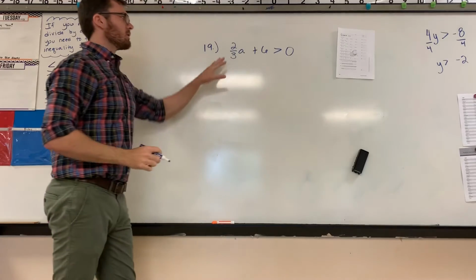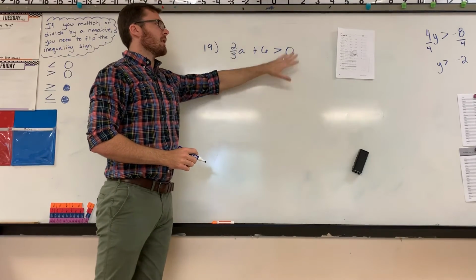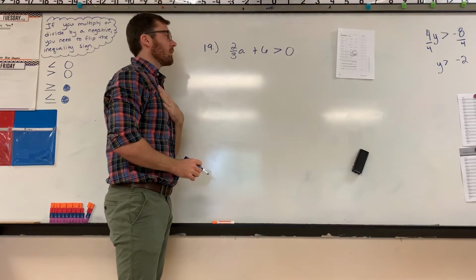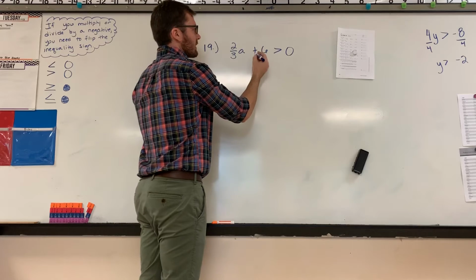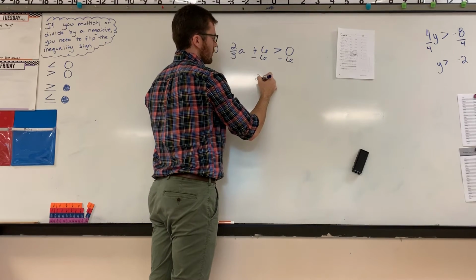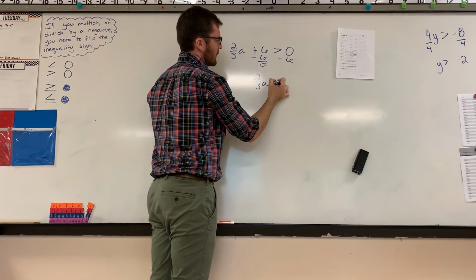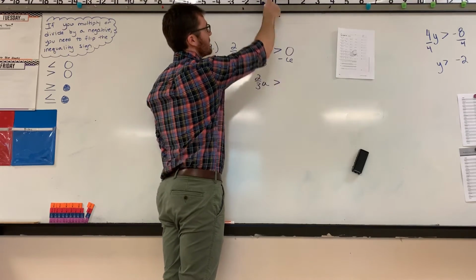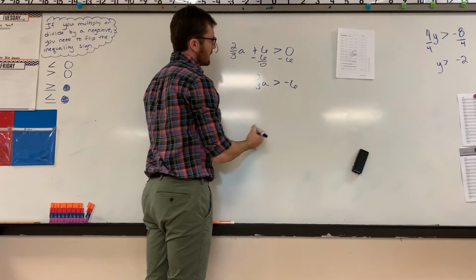So I'm going to read that again. 2/3 times a plus 6 is greater than 0. That 0 throws people off sometimes as well. Once again, I'm going to get rid of my constant first. So minus 6 on this side and minus 6 on this side. I've got 2/3 a left over here because that's just 0. I keep my sign the same. And if I'm at 0 and I take away 6, I land at -6. Okay?